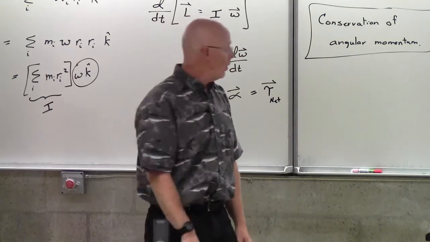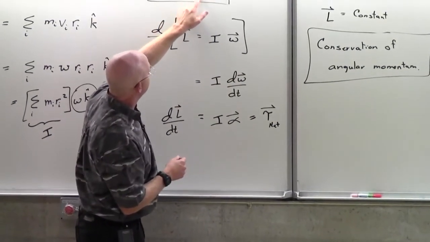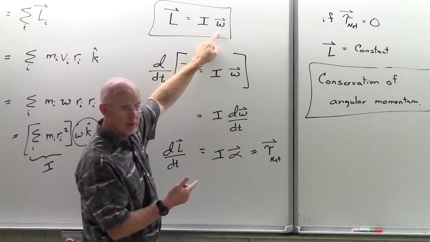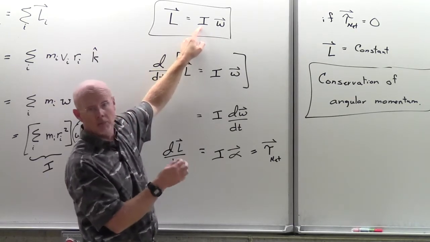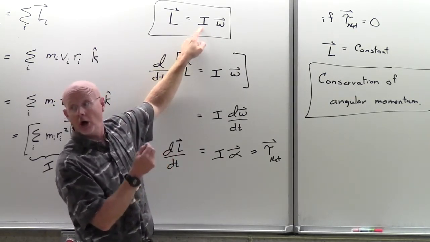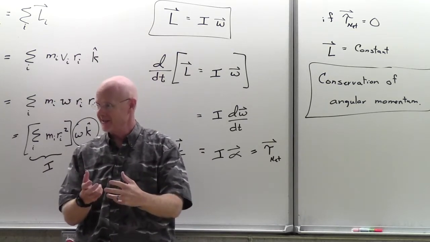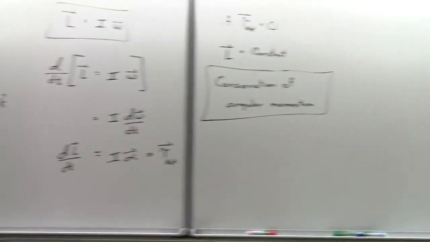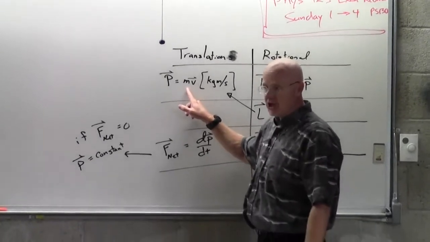And a big reason why is right here, angular momentum, doesn't it depend on the rotational inertia and the speed? But rotational inertia or moment of inertia also depends on the distribution of the mass. When we did linear momentum, yeah, it depended on inertia and speed, but the inertia never changed.